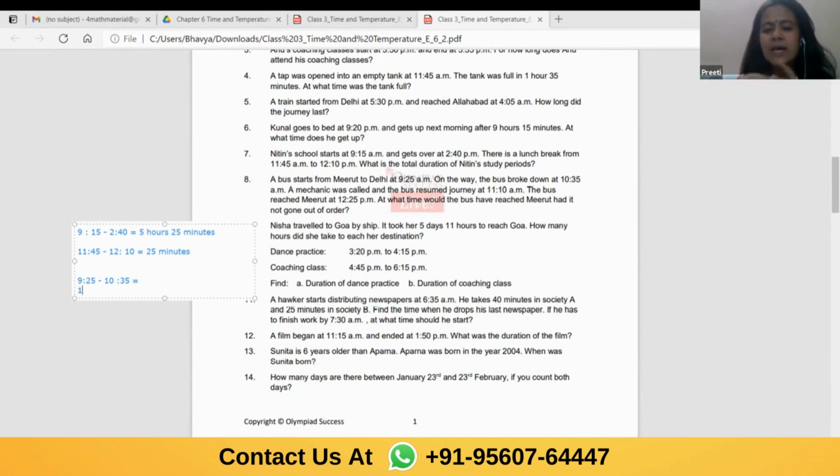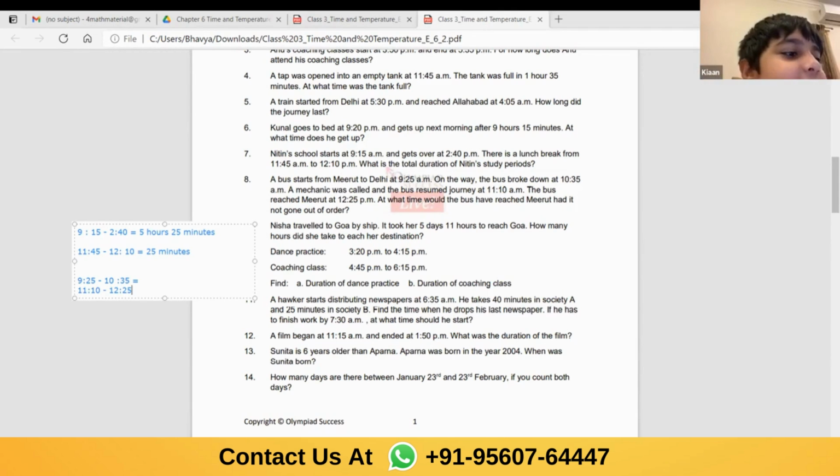So that means the time between 10:35 a.m. and 11 a.m. is all waste. The bus was not moving. Now, when the bus resumed at 11:10 a.m., it reached at 12:25 p.m. So this gives the understanding of the actual moving time of the bus.